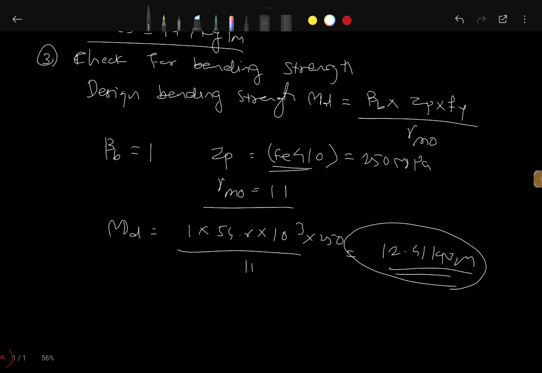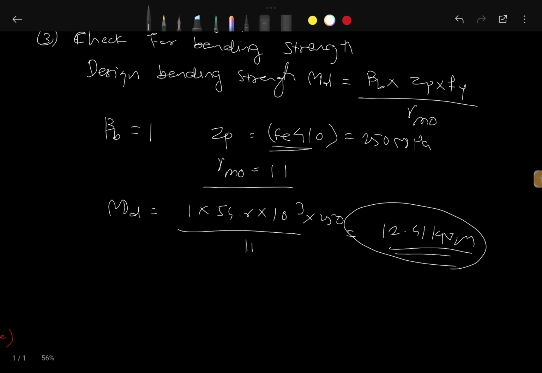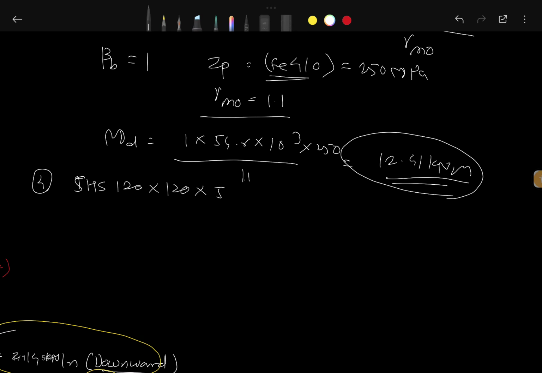Then we can increase the section size to SHS 120 by 120 by 5. Okay, here the moment of inertia value is 335 centimeter raised to 4. Section modulus is equal to 79.9 centimeter cube. Mass is equal to 17.7 kg per meter.